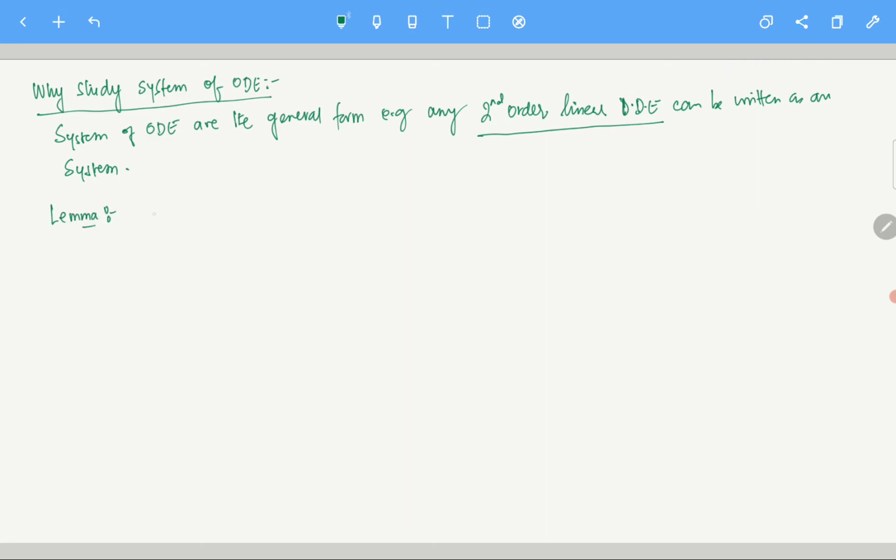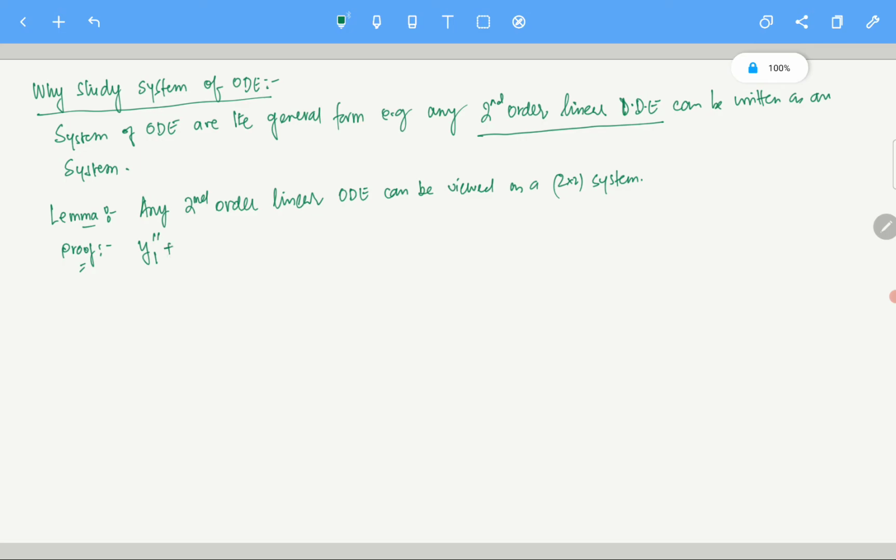So let's say that any second order linear ODE can be viewed as a 2 cross 2 system. Clear? And what I mean by that, the proof of this is quite simple, but let me still do that part. Let's start with the second order linear thing.